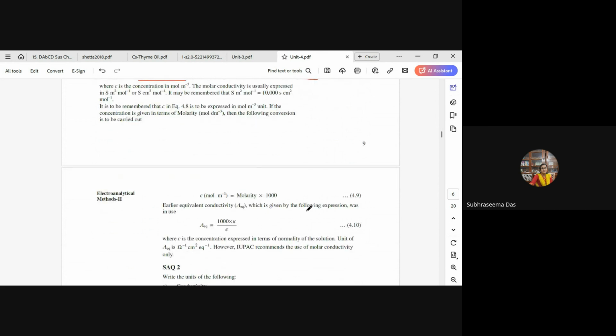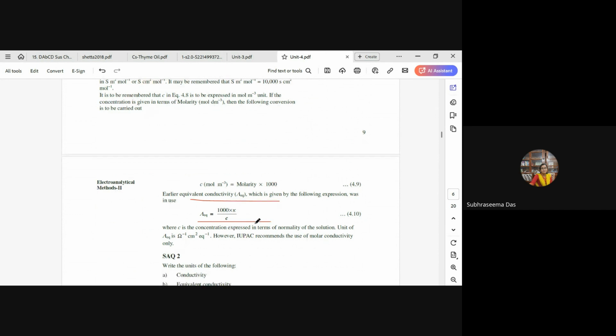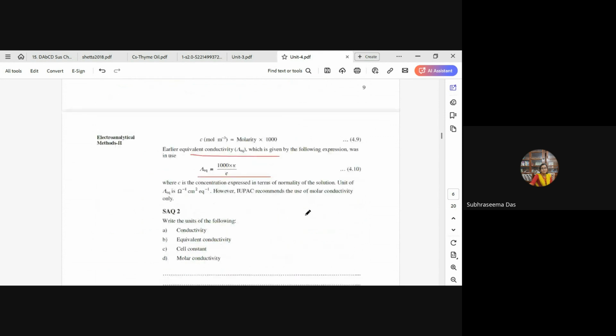To make the conversion easier, we have another term called equivalent conductivity, which is given as lambda EQ is equal to 1000 into kappa by C. However, lambda EQ is also mostly called molar conductivity.